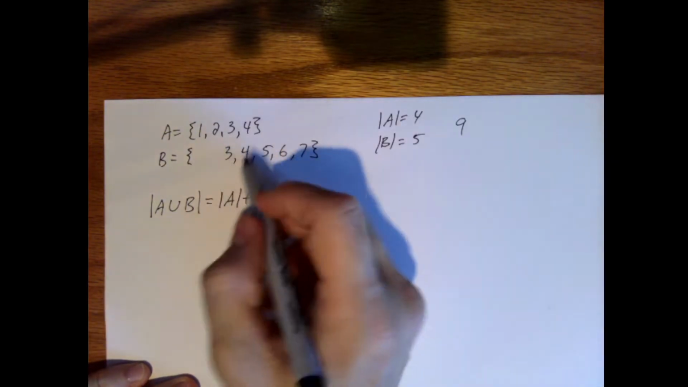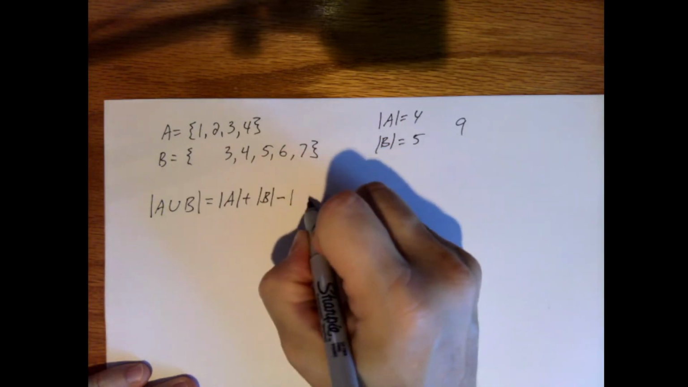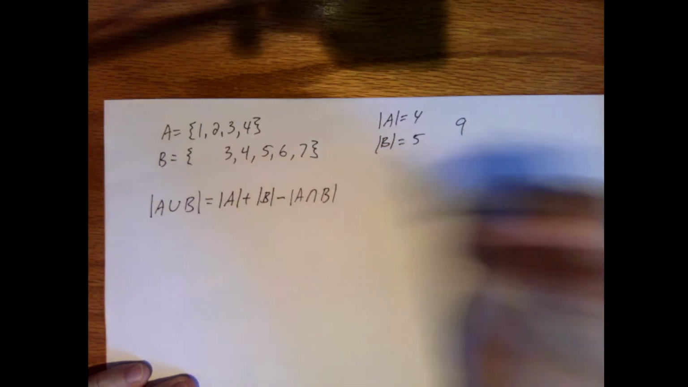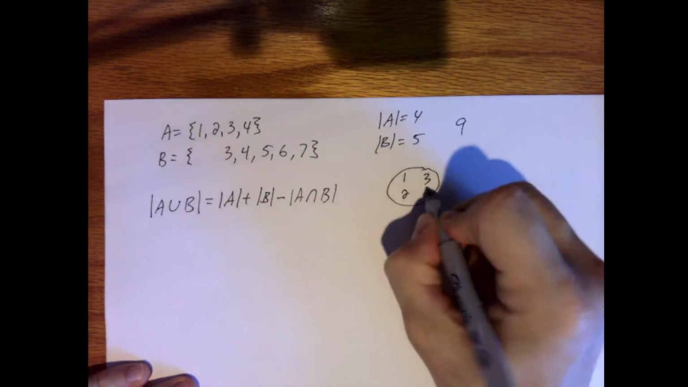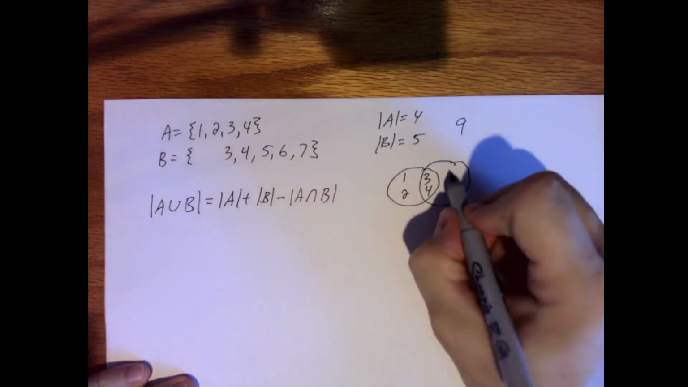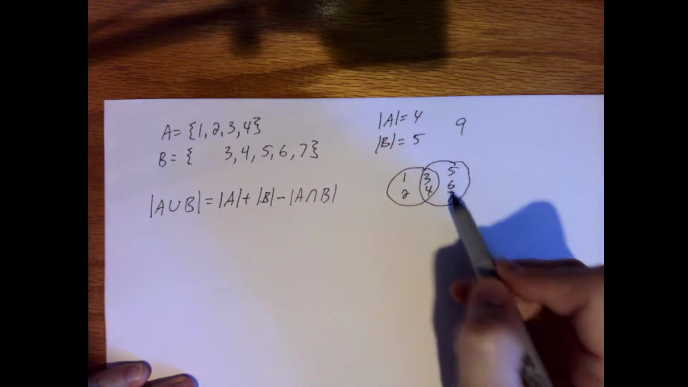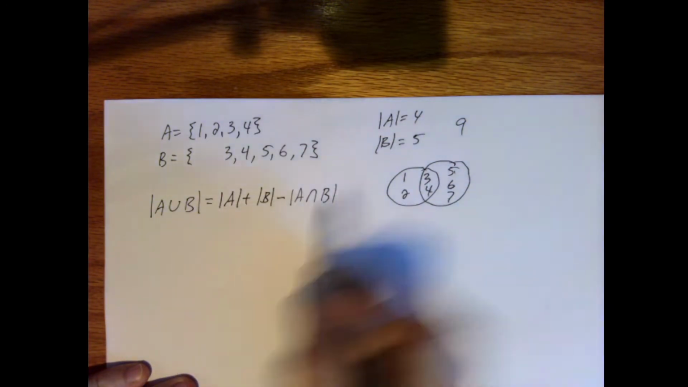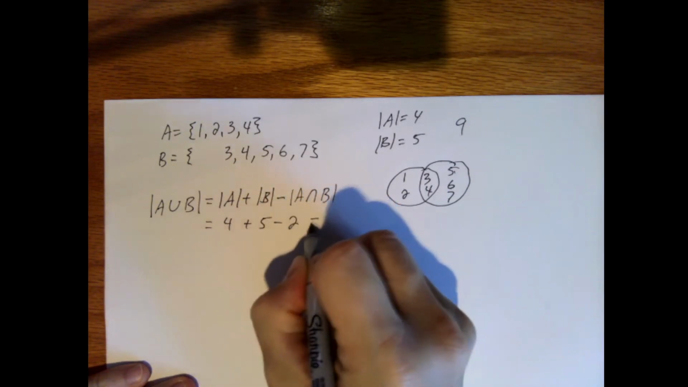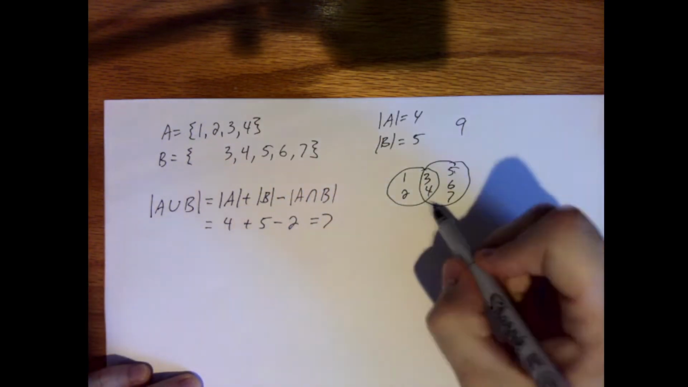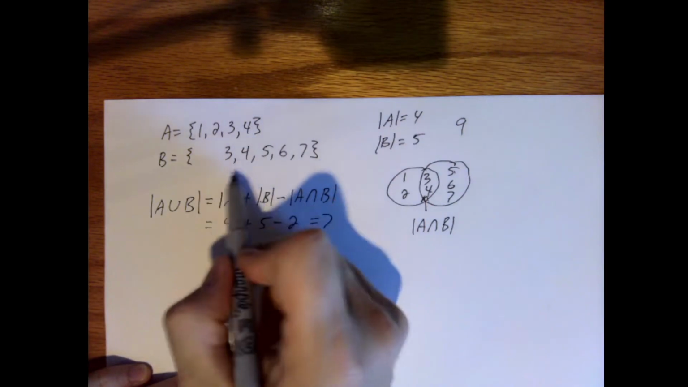So what we have to do is actually subtract back out the duplicate elements, which are in the intersection. Because in this case, what we have is this situation. 1, 2, 3, 4, 3, 4, 5, 6, 7. Right, so we have 1, 2, 3, 4, 5, 6, 7. We're 3 and 4 in the middle. So we get our 4 plus our 5 minus 2 is equal to 7. So this part right here is the intersection of A and B, and that's where the redundancy comes in.